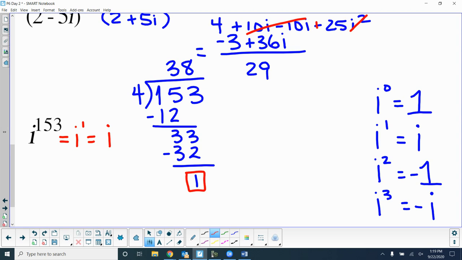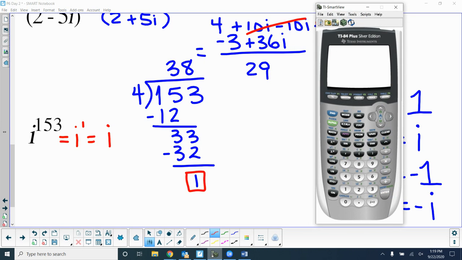Now, do you guys like doing long division? No. You like using your calculators, right? Okay, so let's look at the calculator. When I divide 153 by 4, I get 38.25. Well, what is 1/4? That's the 0.25.